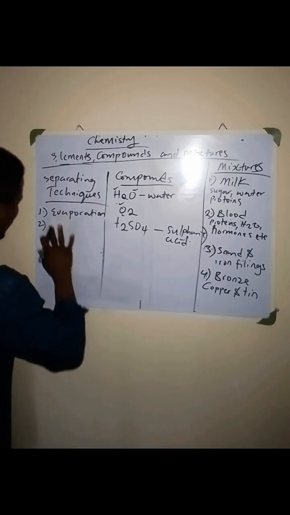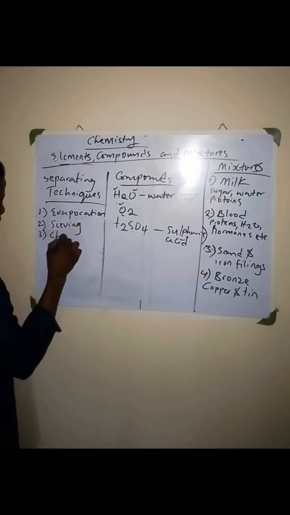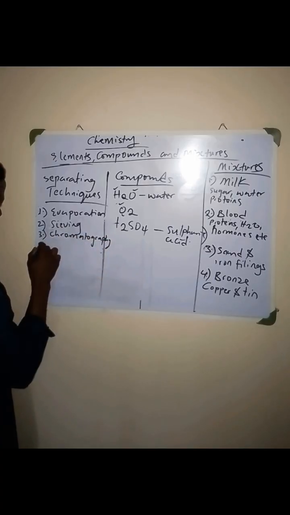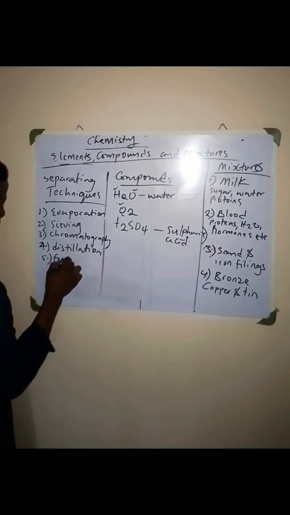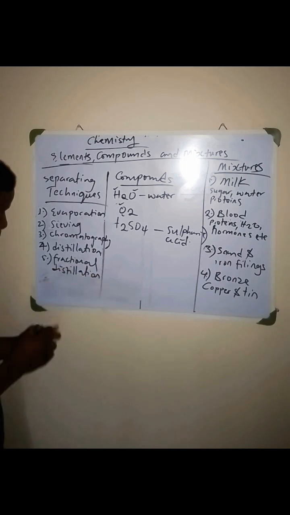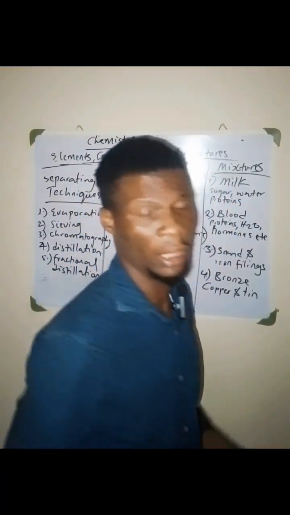So the different techniques we can use are, number one, evaporation. We have sieving, chromatography, distillation, fractional distillation, and so on. So these are the different methods. Evaporation to dryness, you can use to separate a soluble solute from a solvent. So you can use it to separate a mixture of salt and water, or sugar and water.